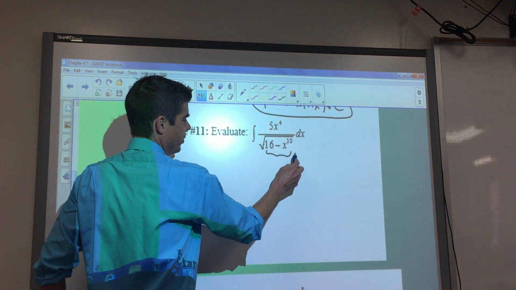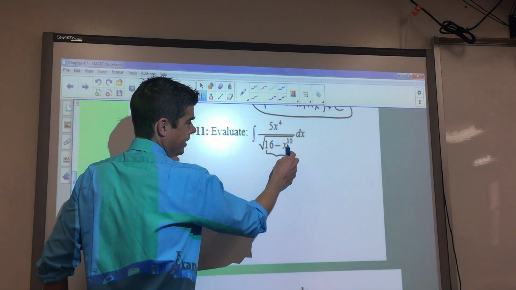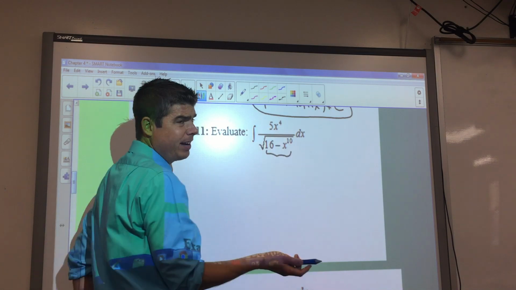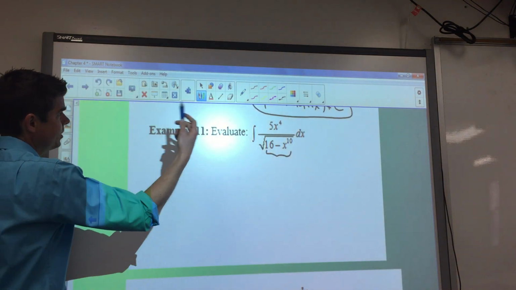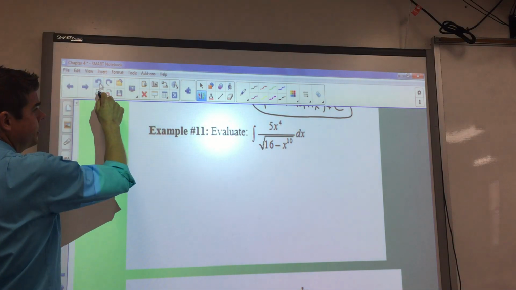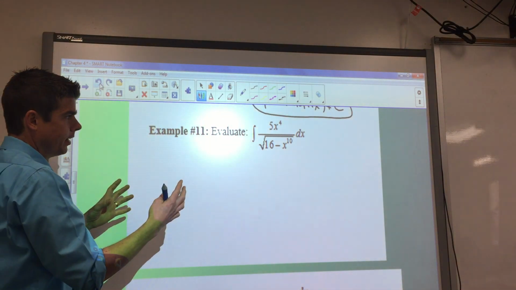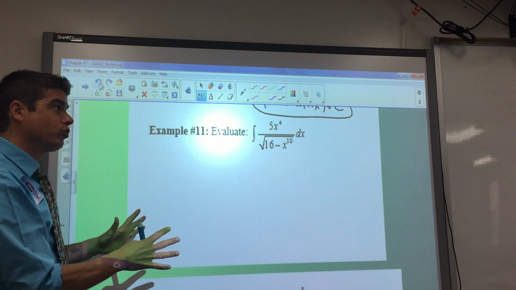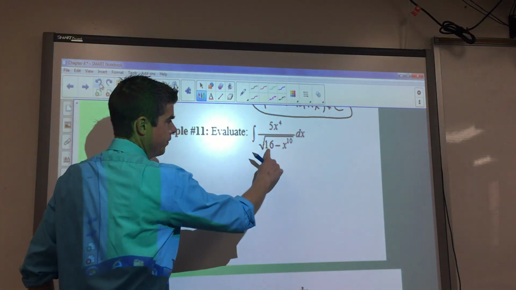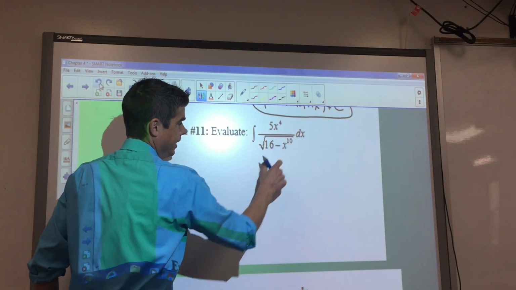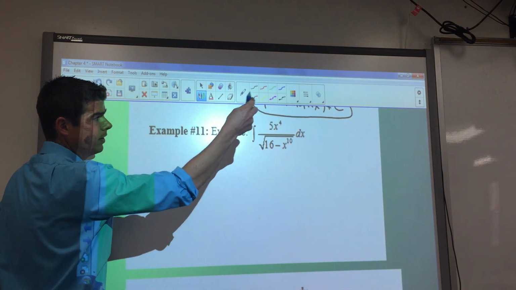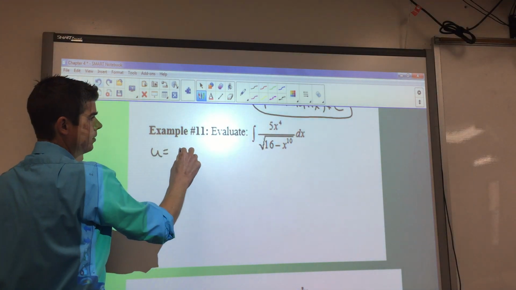This can't be my whole u, because a 10th degree would come down to a 9th degree, and I have a 4th degree. So my next strategy, if u substitution doesn't work, is this an inverse trig function? Does this have the structure that would fit? And I'm looking for squares, and x to the 10th is actually x to the 5th squared. So that becomes my u.